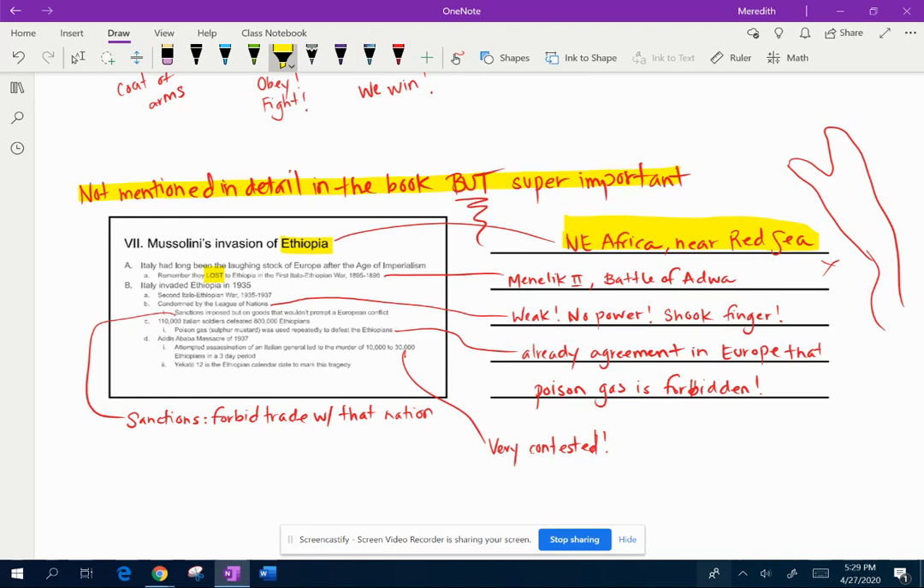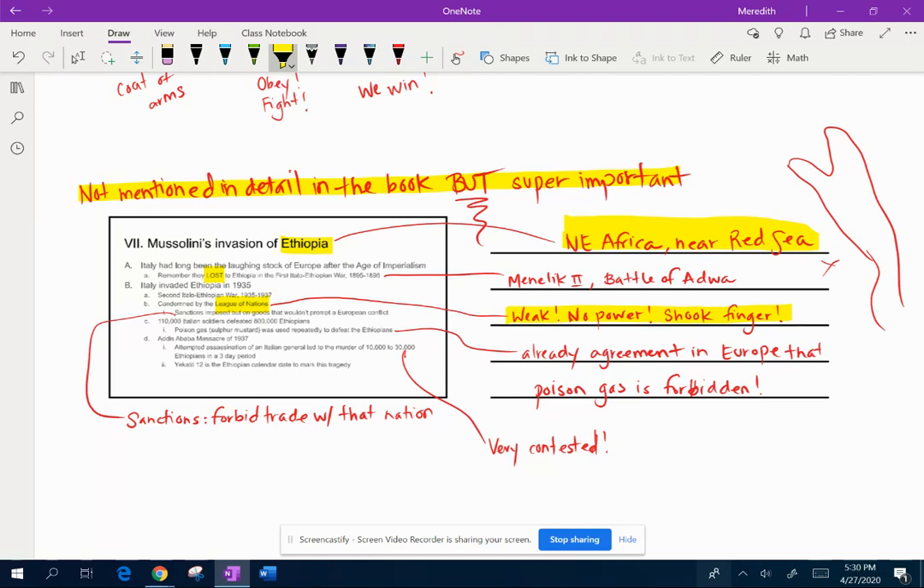Now, this is called the Second Italo-Ethiopian War, and it goes on from 1935 to 1937. It's condemned by a former vocabulary word that will come back in our next unit, the League of Nations. I do want to remind you guys that the League of Nations is super weak. They have no power, and it's basically equivalent to a finger shaking, like saying, "Oh, please don't do that."